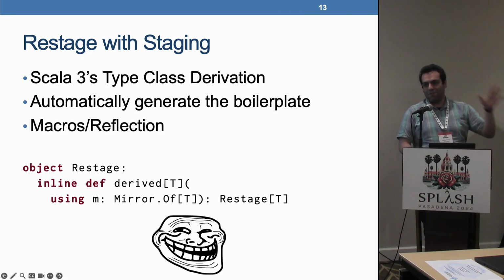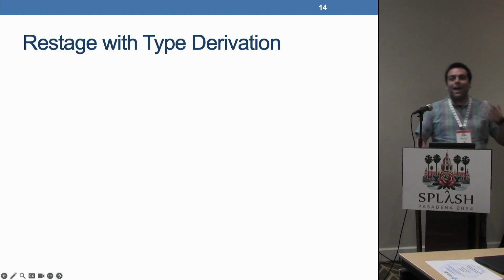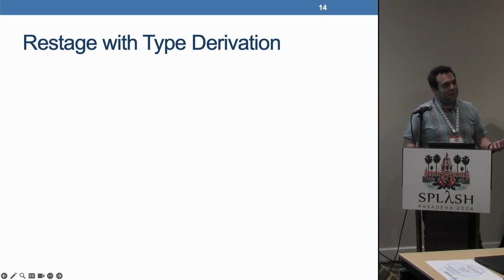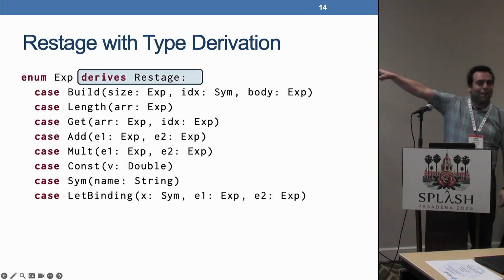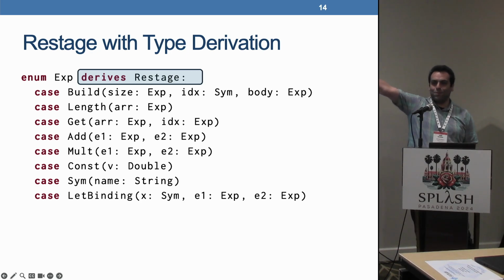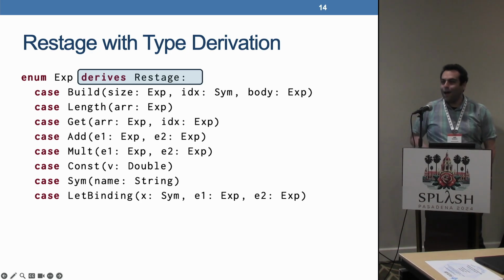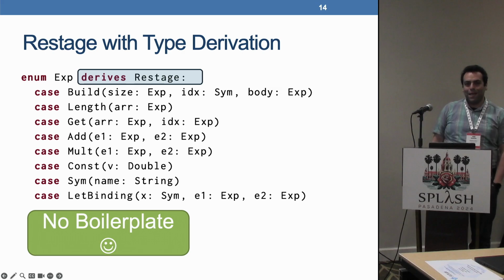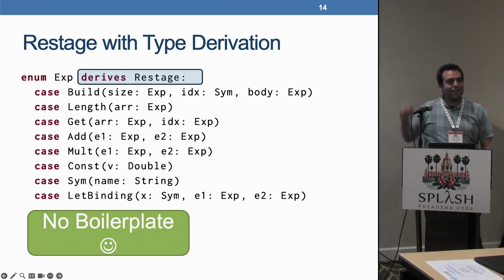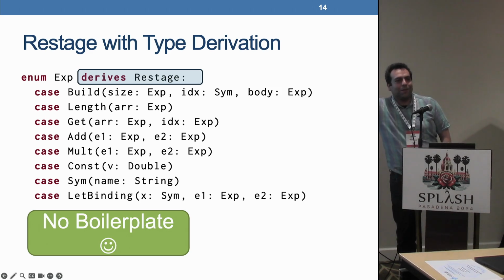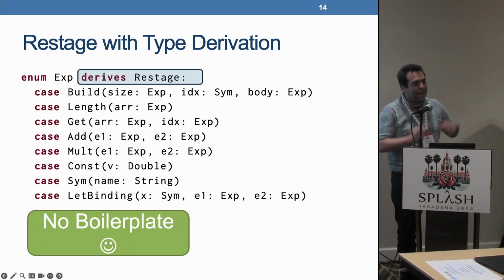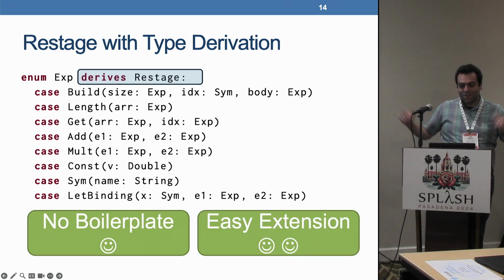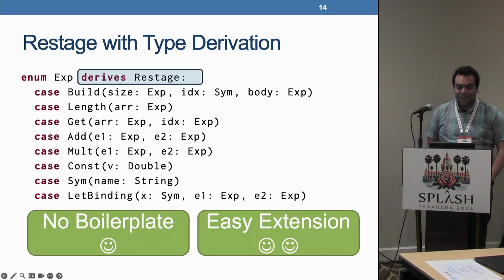And by we, I mean poor me. You don't need to do that anymore. So for the next language that you want to define, you're just going to put these two words in front of it. And believe me, it's going to have no boilerplate. And if you want to extend the language, just add another case here and say what the new language construct is. And it's going to make the extension of the compiler for new language constructs also very easy.